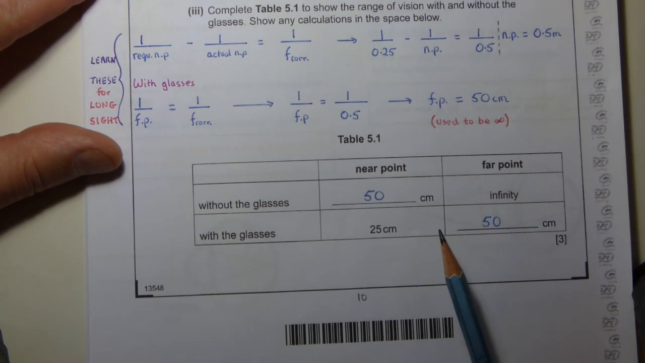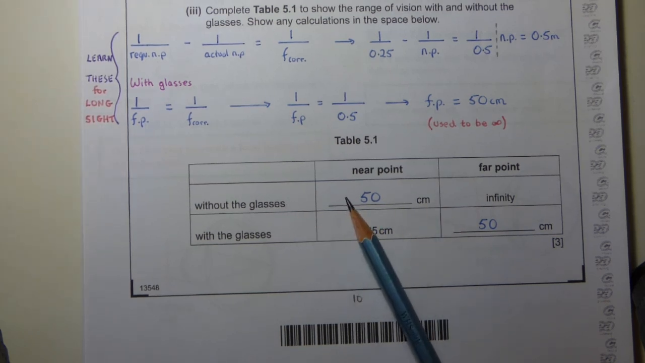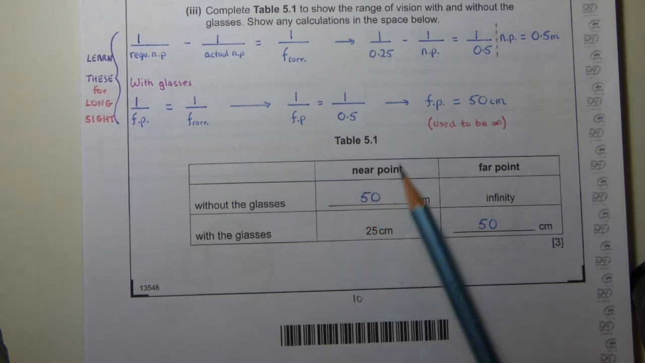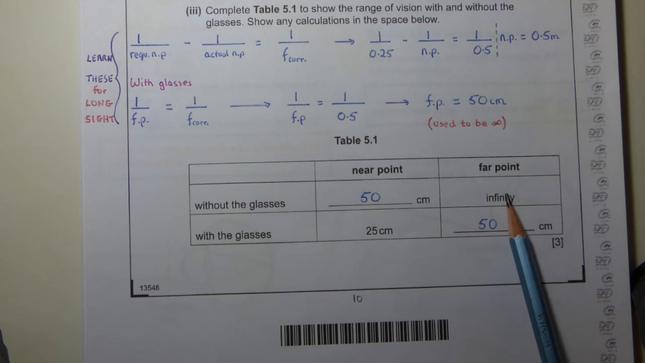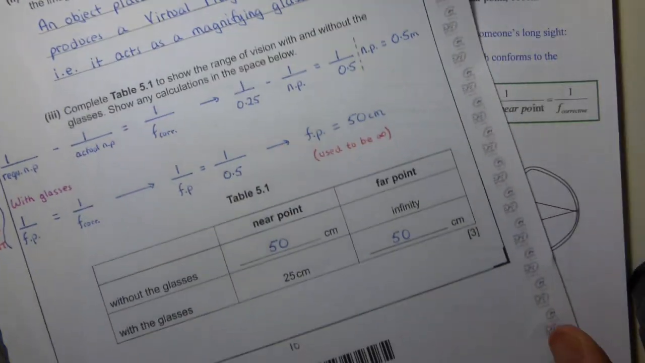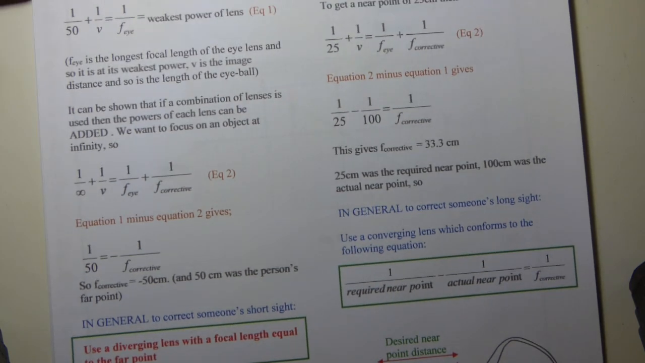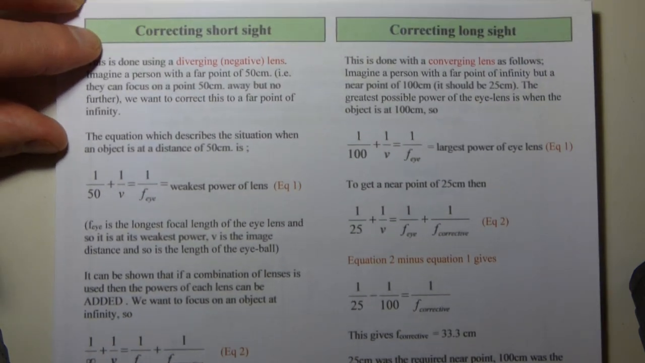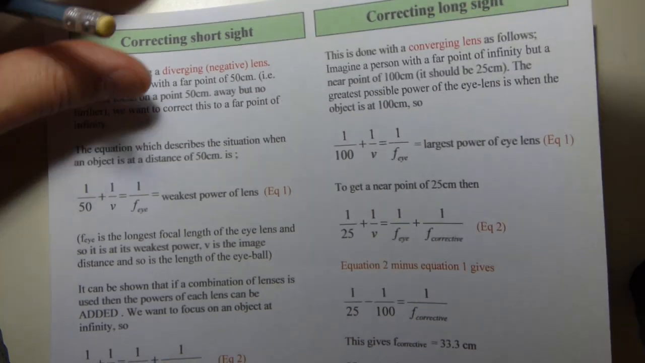So once you've done your little calculations, in go your answers. Without the glasses, your near point was 50. That was the top calculation. And then with the glasses, your new far point, it used to be infinity, it's now 50 centimeters. In the notes, those formulae are derived, but I wouldn't do the derivations. I would learn the final result.